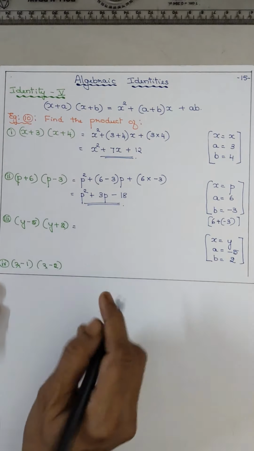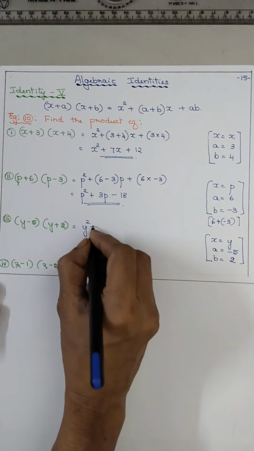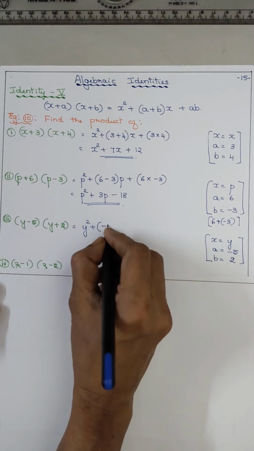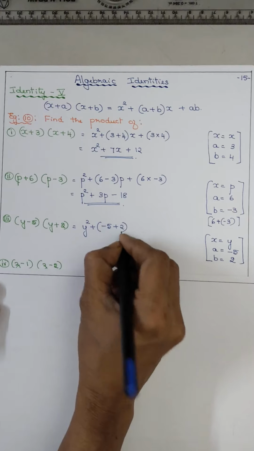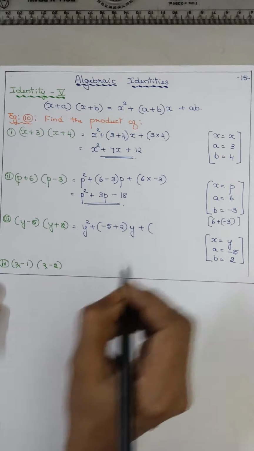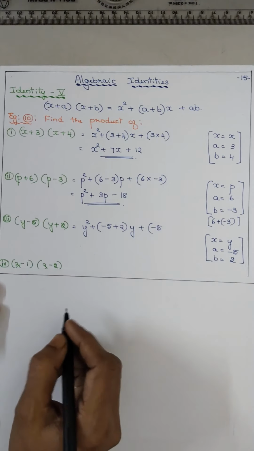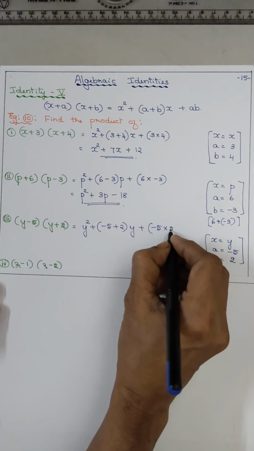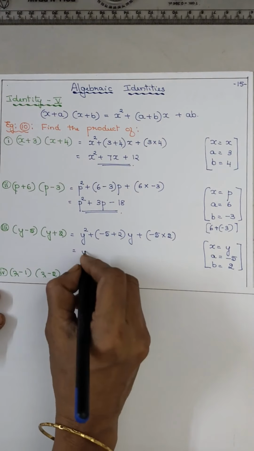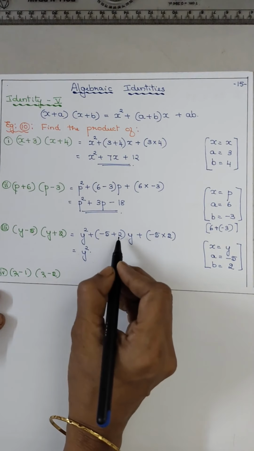Now x square, that is y square plus bracket open a plus b. A is minus 5 plus 2 bracket close x, that is y, plus bracket open a minus 5 into b into 2. Okay. Now this is y square. Now don't put the sign. Minus 5 plus 2.